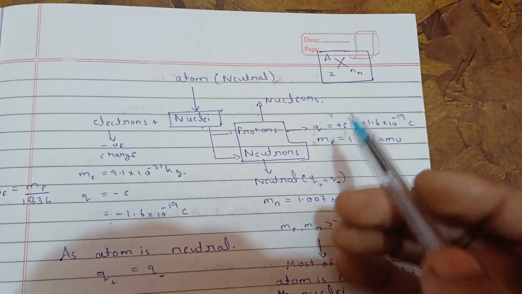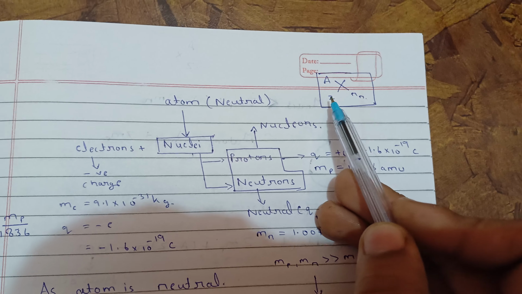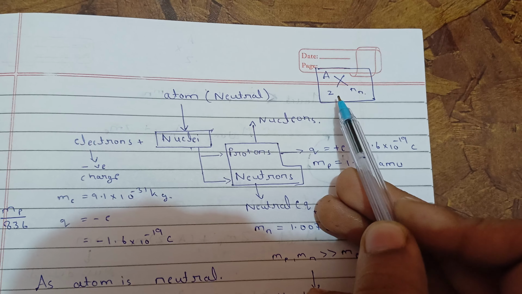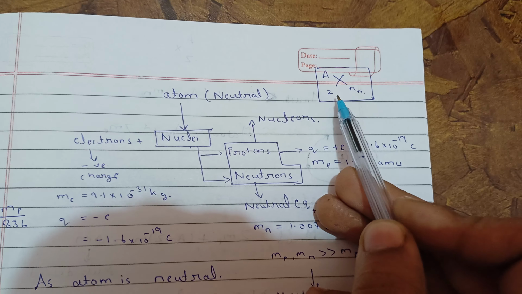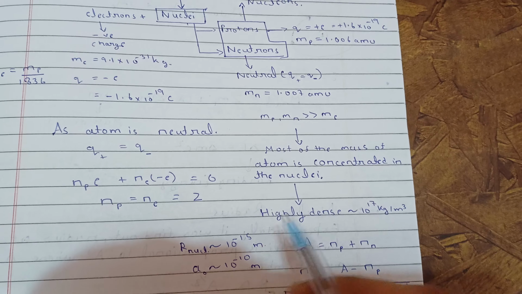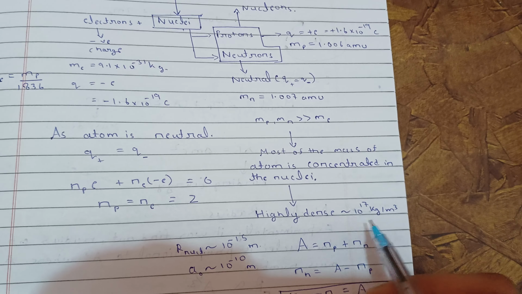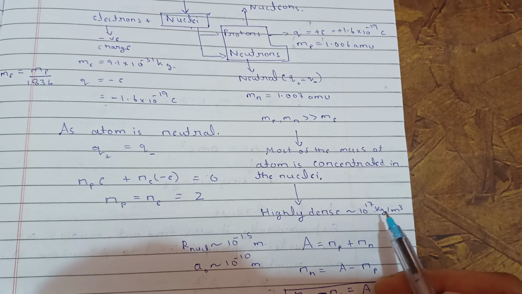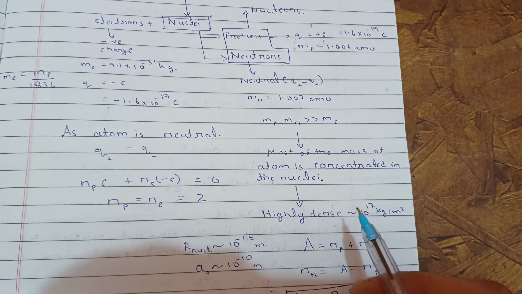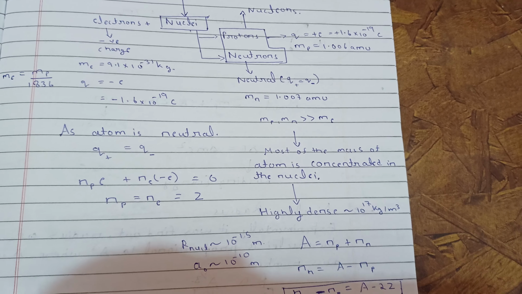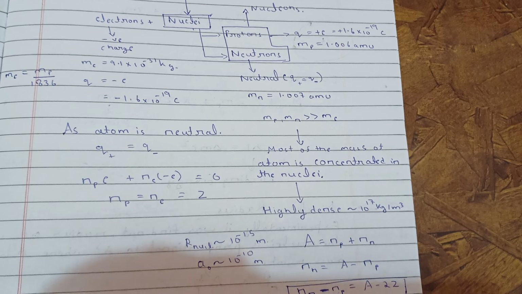And how do we denote a nucleus? By this X, with Z denoting the protons, that is the atomic number, and this the number of neutrons. This combined gives you the mass number that we denote by A. And this nucleus is very highly dense. The density comes out to be approximately 10^17 kilogram per meter cube. Stars have about the same density. There is nothing on this earth which has a density around this, so this is comparable to stars.